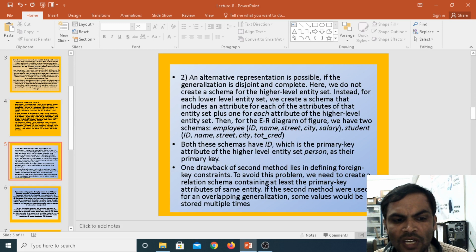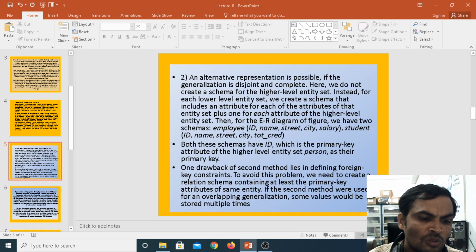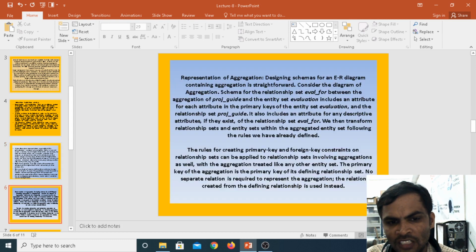Now if you want to create a relation schema consisting of at least one primary key attribute of the same entity, the second method should be used for overlapping generalization. Some of the values will be stored in multiple lines.